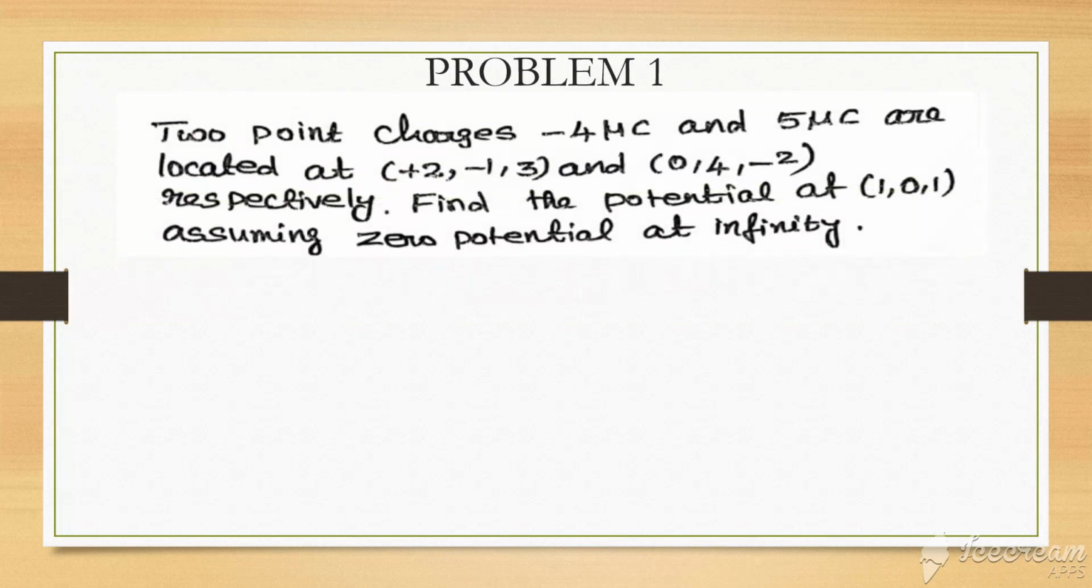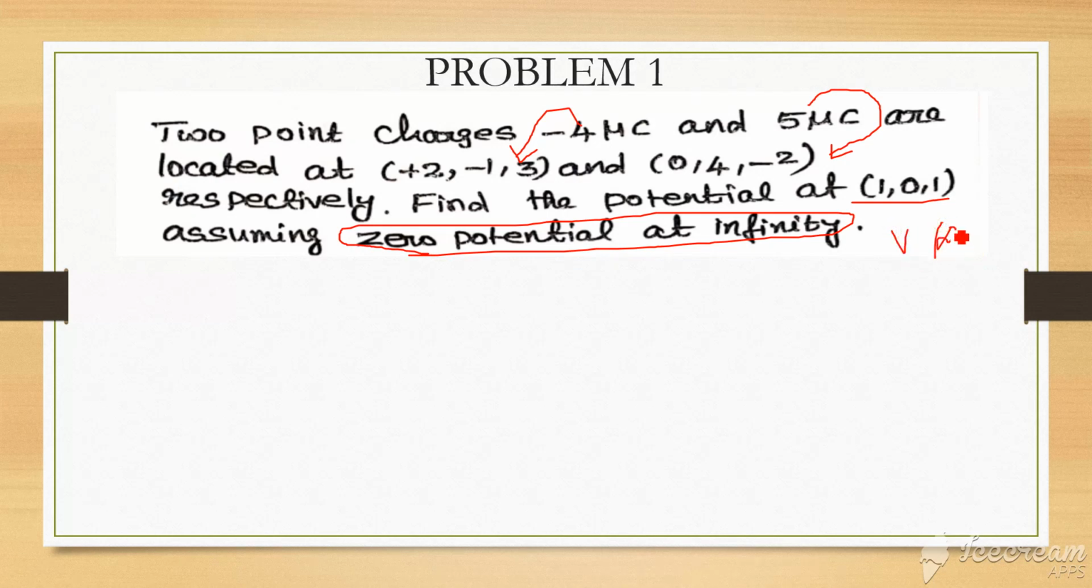Now the first problem: 2 point charges, -4 microcoulomb and 5 microcoulomb, are located at the given points. The -4 microcoulomb charge is located at 2, -1, 3 and the 5 microcoulomb charge is located at 0, 4, -2 respectively. Find the potential at 1, 0, 1, assuming 0 potential at infinity. This point is very important: 0 potential at infinity is nothing but potential at infinity is equal to 0.